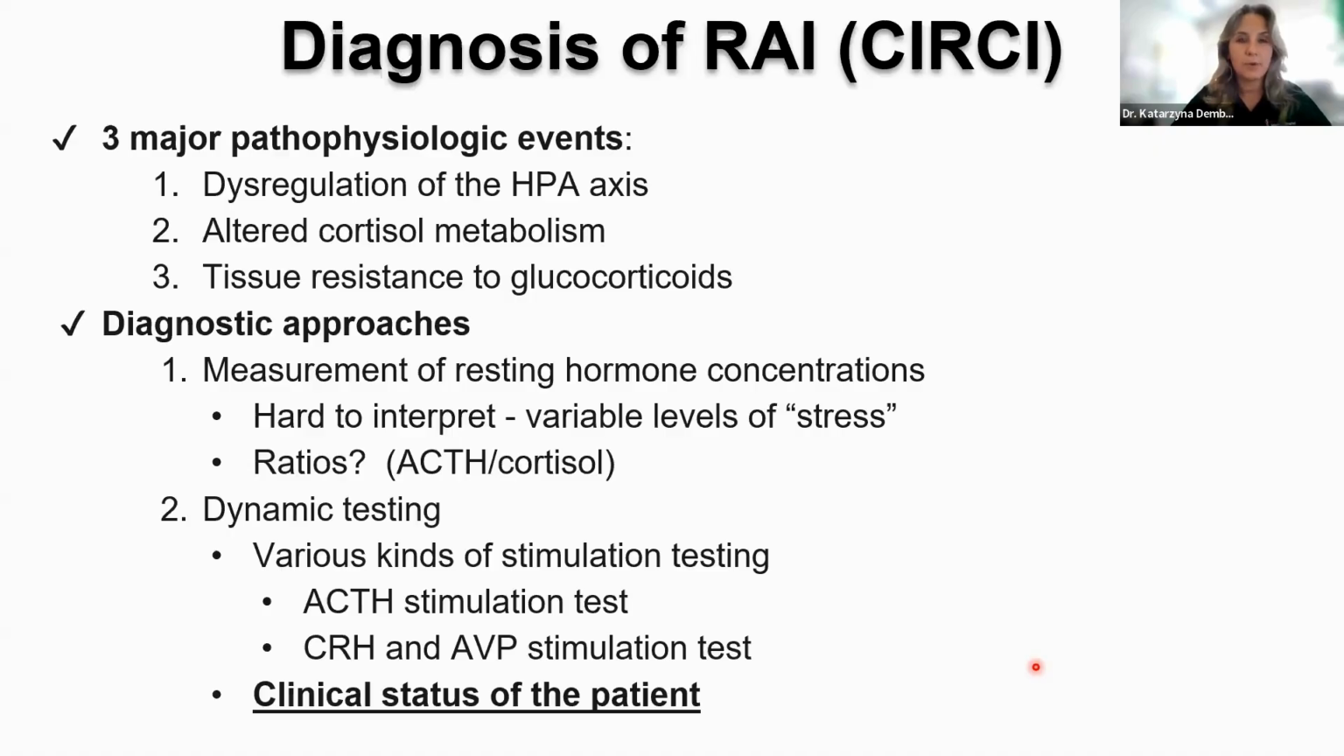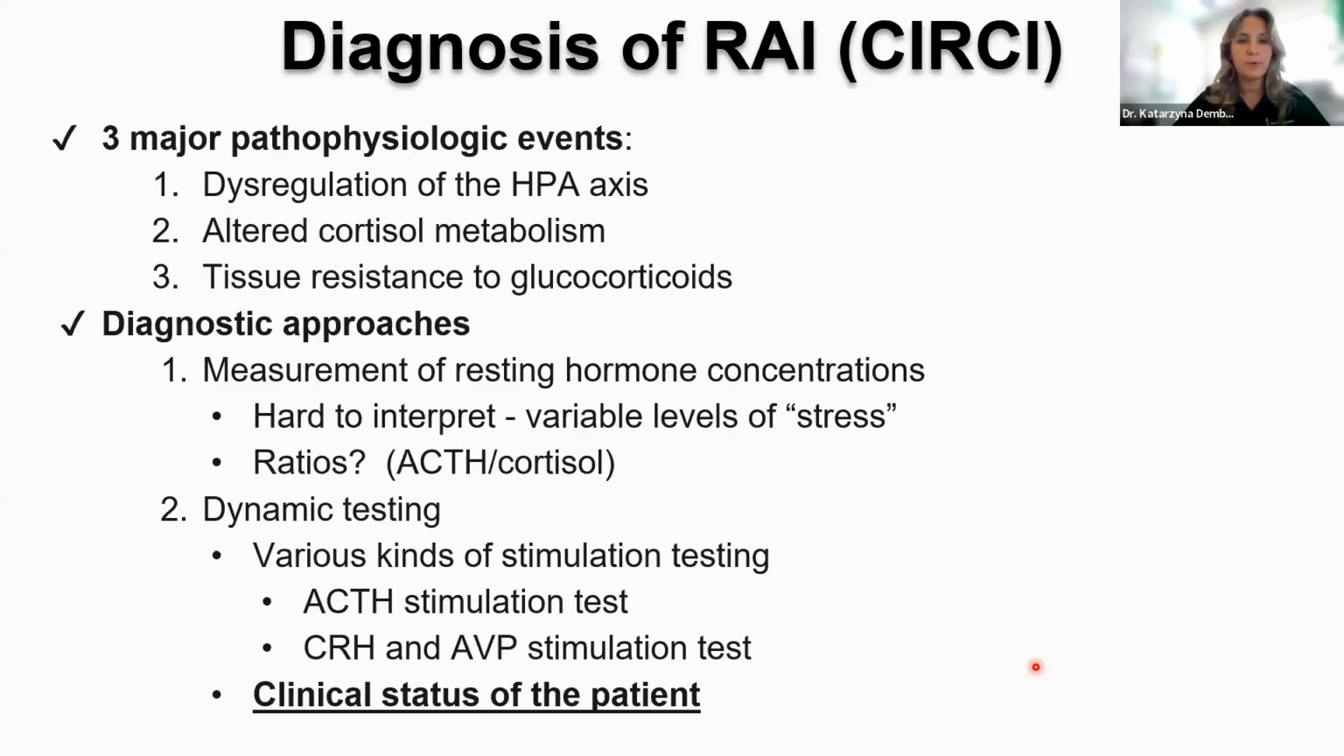So some of the diagnostic approaches that have been described for CIRCI and used in critically ill people as well as in septic foals were measurements of baseline cortisol, so baseline glucocorticoid. Sometimes it is hard to interpret just a one-time-point measurement of cortisol because a lot of factors can affect cortisol concentration. And that could be stress, critical illness, inflammation, etc.